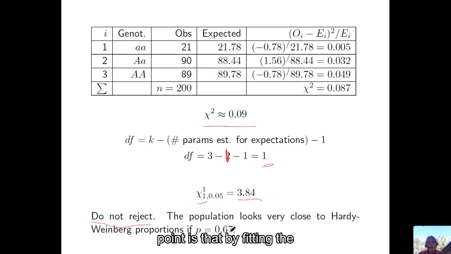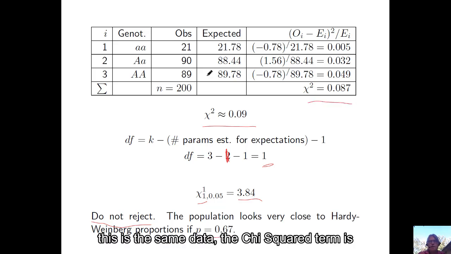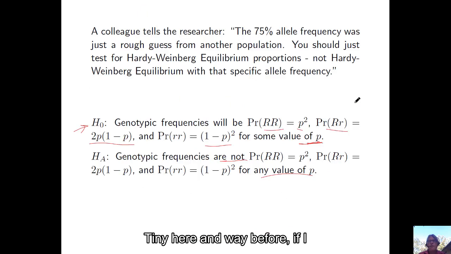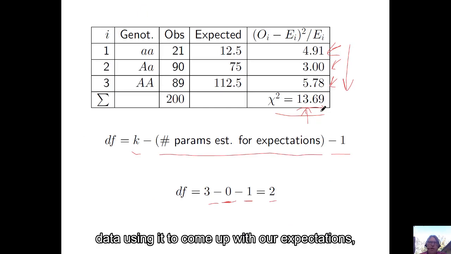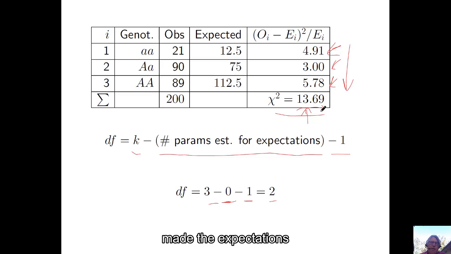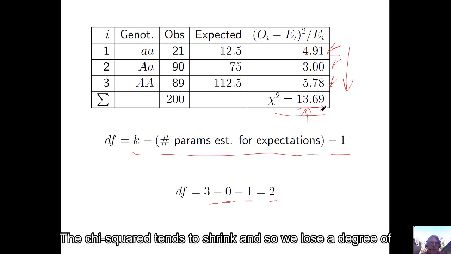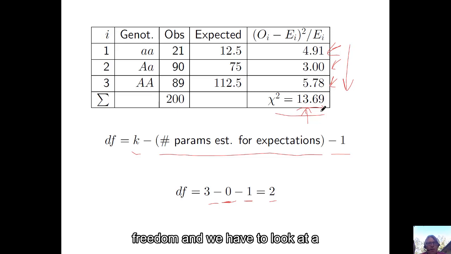So the point is that by fitting the data, notice the chi-square, this is the same data, the chi-square term is tiny here, and way before, if I go back several slides, the chi-square was enormous if we came in with a specific idea of what the allele frequency was. So fitting the data, using it to come up with our expectations, made the expectations look a lot more like the observed data. So the chi-square tends to shrink, and so we lose a degree of freedom, and we have to look at a different chi-square distribution as our null distribution.